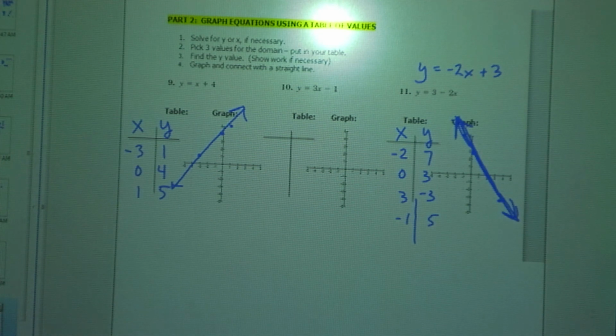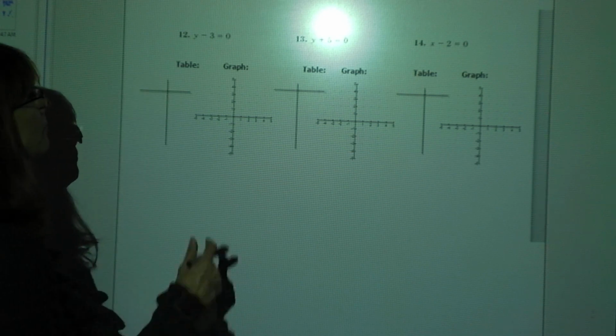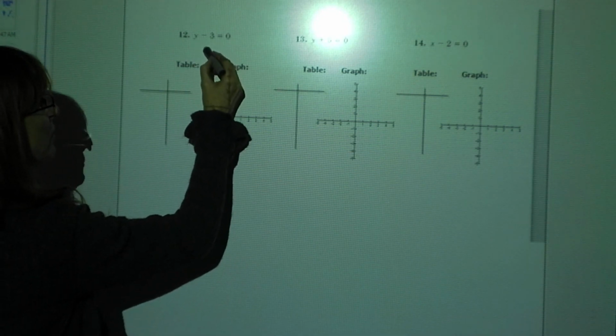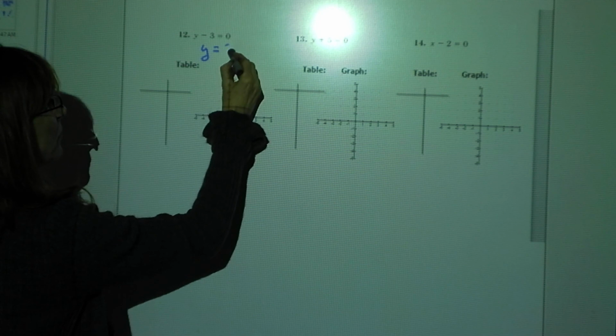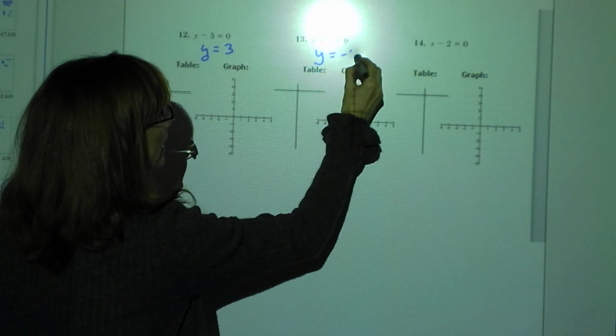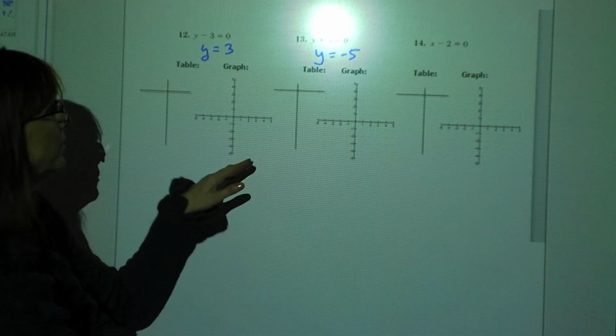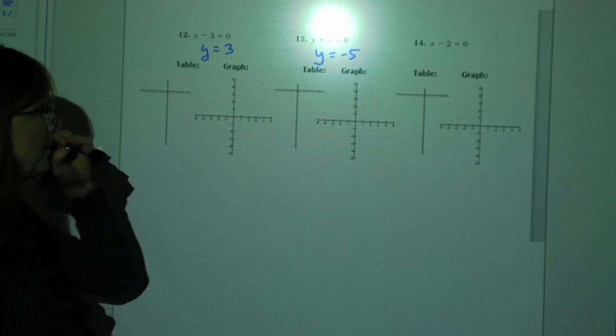Okay, so now we're going to switch down. I'm going to let you do these on your own, but remember, for these, you just want to rewrite them so that you isolate y. So in this case, y is going to equal 3. Over here, y is going to equal negative 5, and so on. So we've gone through examples like that before. You're going to make up your table of values and then graph those.